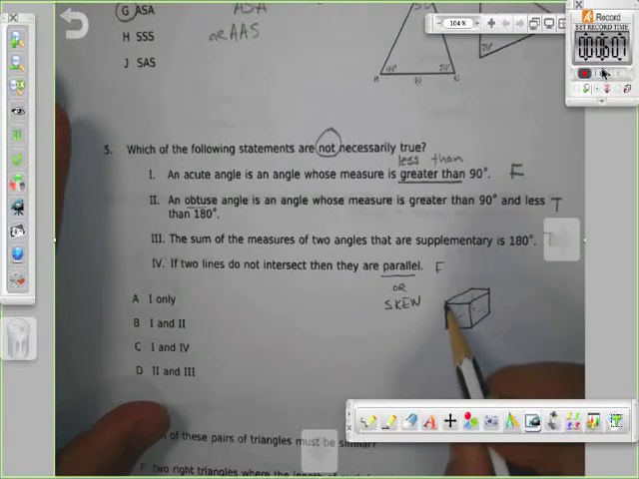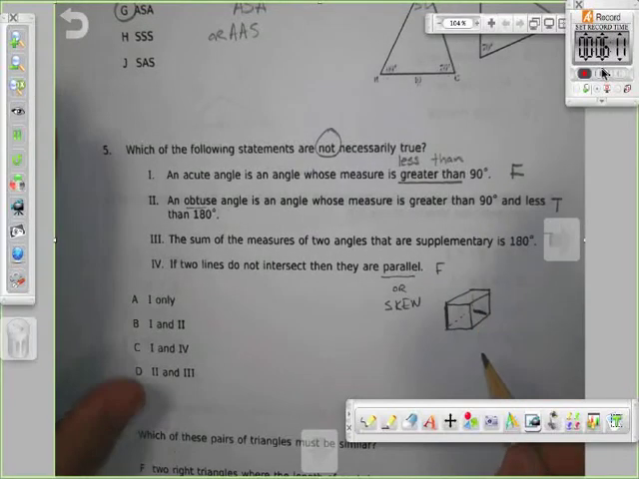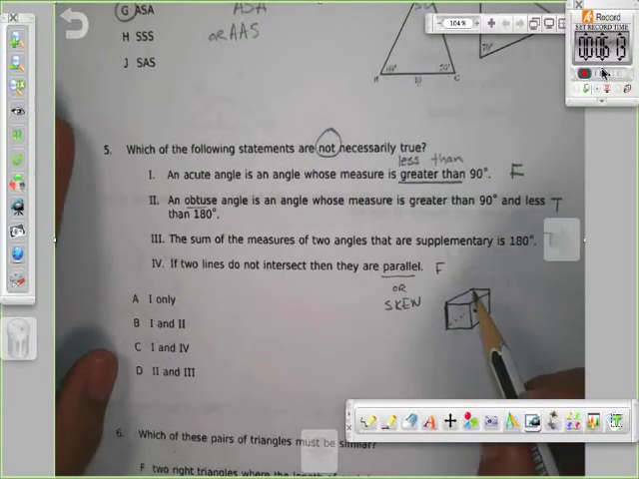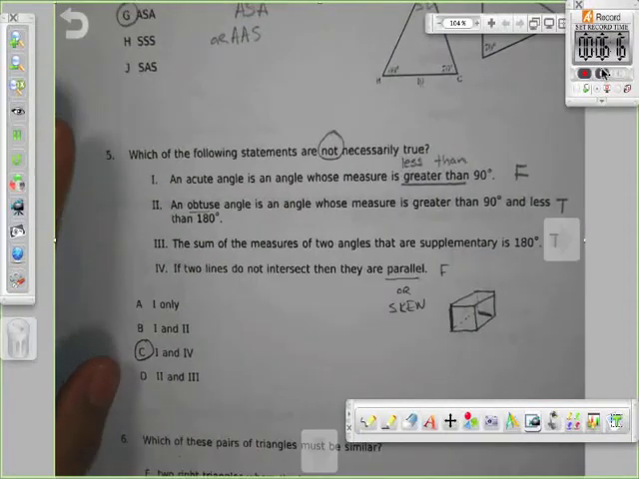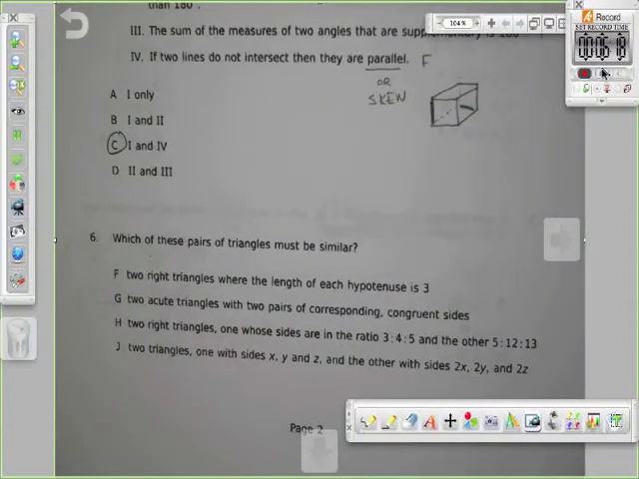And two segments on this figure that would be skew would be this one here in the front plane, and then this one back here. Those two would be skew segments. So the correct answer there should have been C.